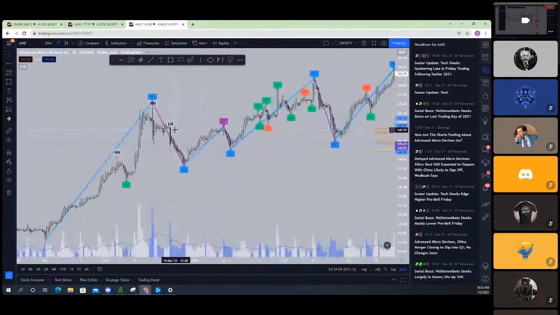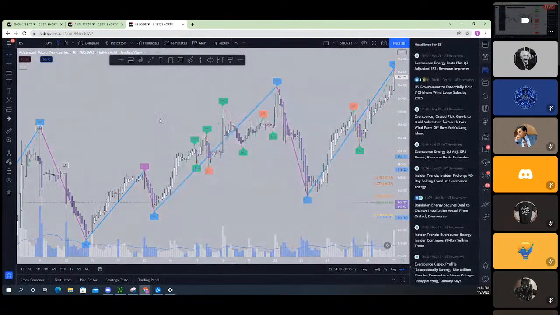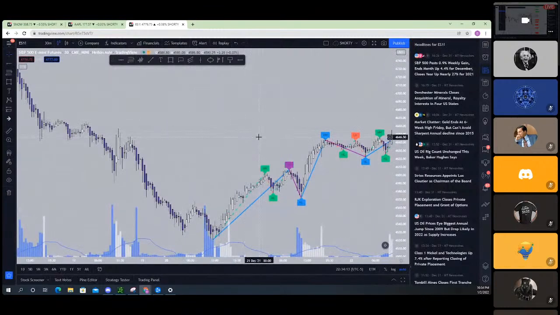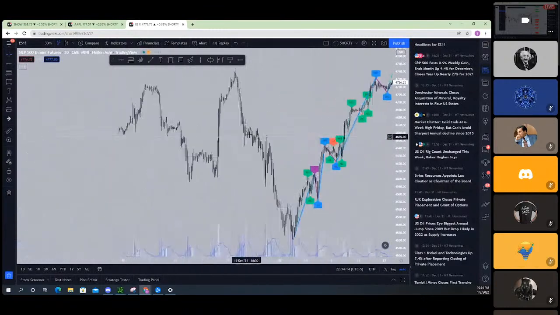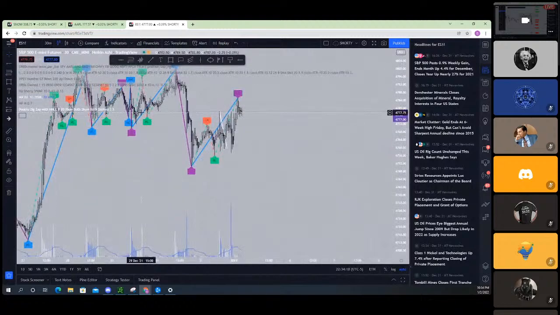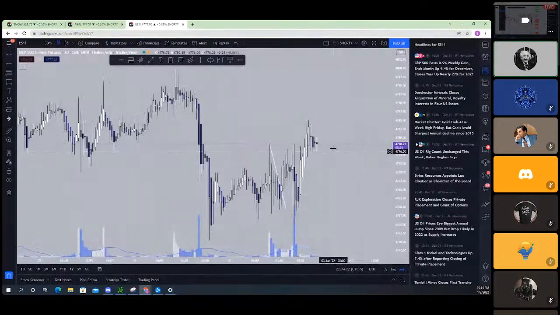For ES, did you say a key level was? What was the key level? I know you have 4745 as well as an important level. Yep. Let me bring this over. Yes.